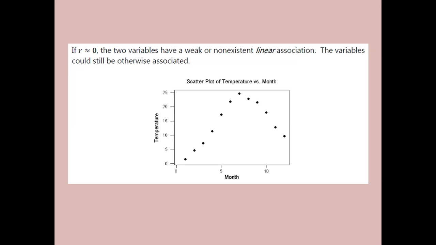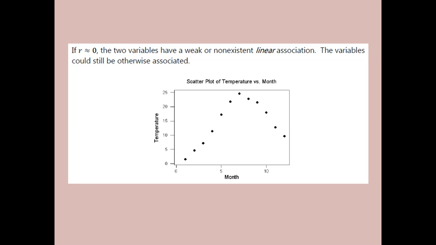where it's temperature versus month, where month is written quantitatively as 1 for January, 2 for February, and that kind of thing. If you did this for several years instead of just one, it would kind of resemble a sine wave, where it would go up, then down, then up, then down, then up, then down. That's a clear pattern, but it's nonlinear.